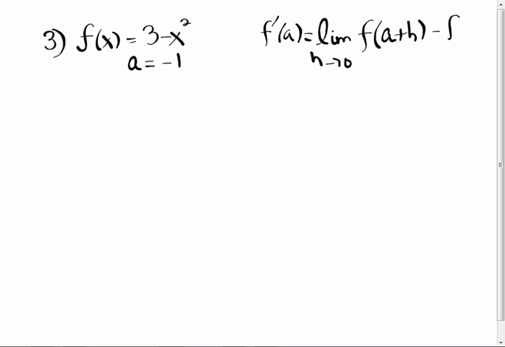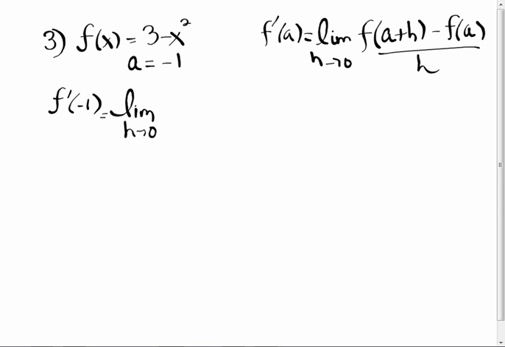They tell you which form of the definition they want you to use. Now you have to be able to recognize those on the exam. So a is -1, so f prime of -1 means I'm going to find the slope at x equal to -1. So it's the limit as h goes to 0, and it's f of a plus h. So it's 3 minus (-1 plus h) squared. That's f of a plus h.